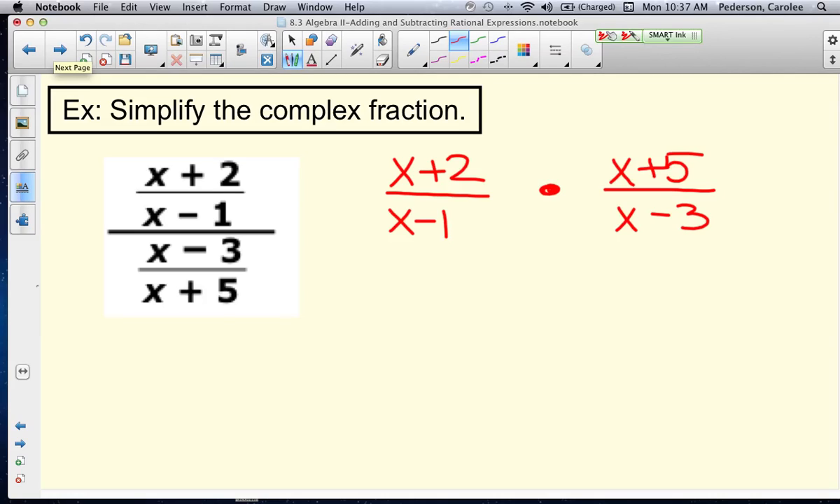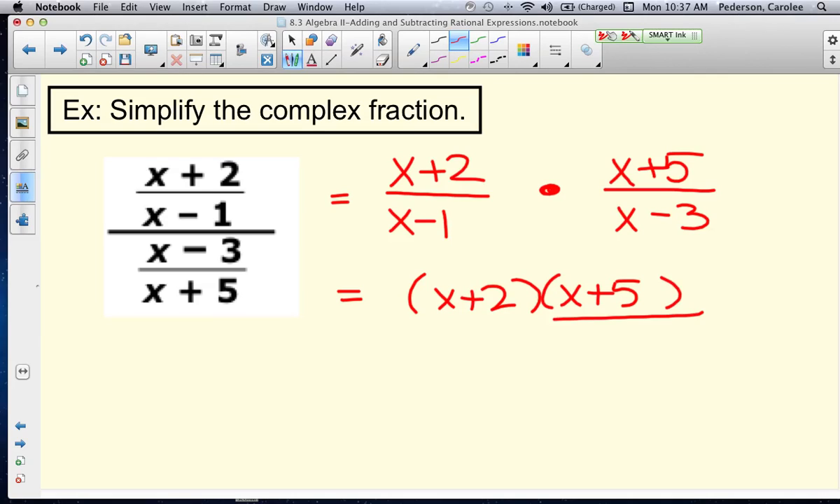Look to see if anything is factorable. There isn't. Look to see if anything can cancel. There isn't. So we just go ahead and multiply across. So we have x plus 2, x plus 5 over x minus 1 times x minus 3.